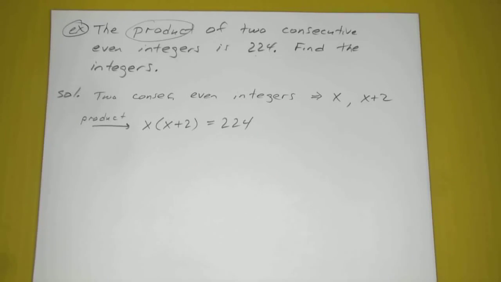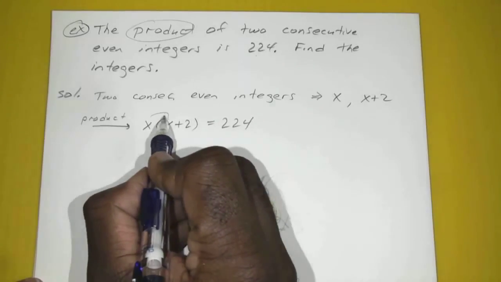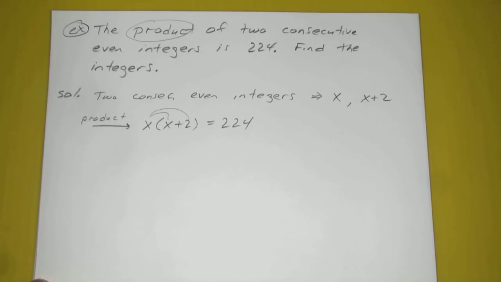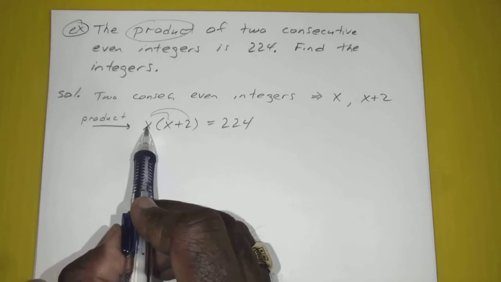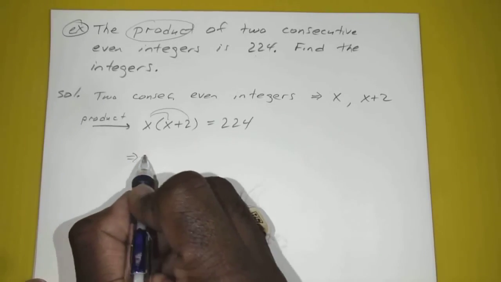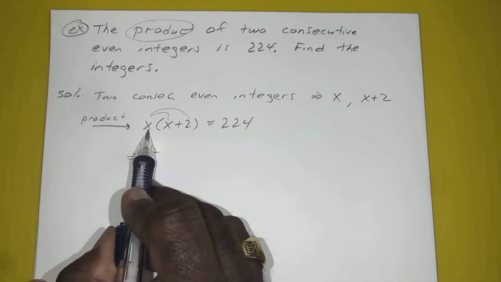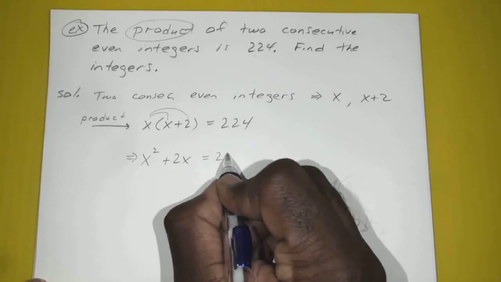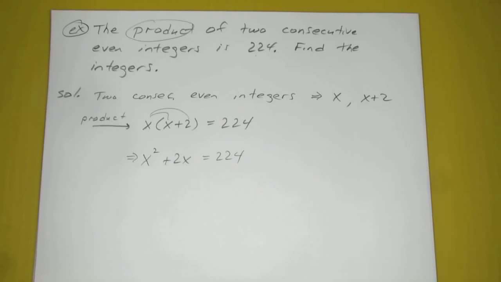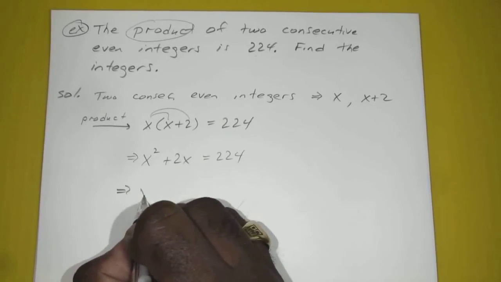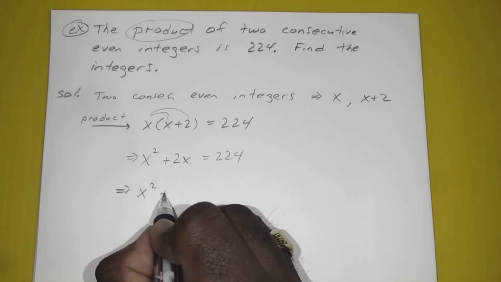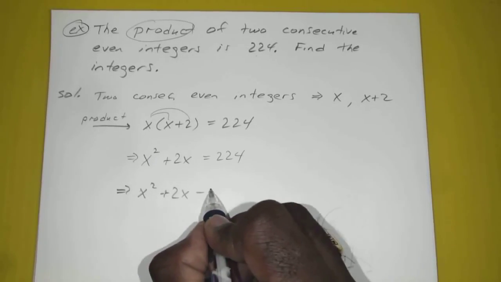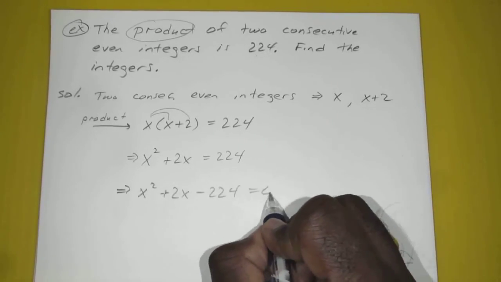Okay, so we know we have to put it in standard form, so we have to get rid of the parentheses and bring everything over to one side. So we go ahead and distribute that x. That gives us x times x, which is x squared. X times 2 is 2x equals 224. Or to put it in standard form, x squared plus 2x minus 224 equals 0.